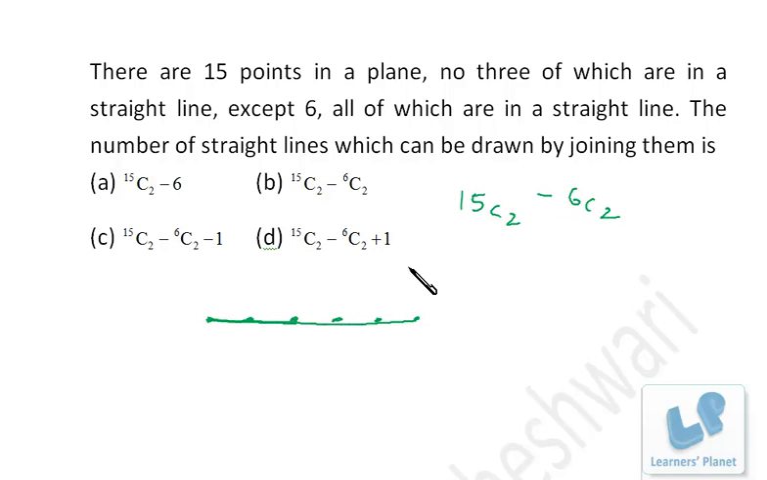Now what is the next thing? When I deducted all the combinations of 2 points from these 6 points, I deducted the combination of this point and this point also, because all the combinations are deducted. But I will get one line by combining these 2 points. So I need to add 1. So what's the complete answer? That is 15C2 minus 6C2 plus 1. I hope you are clear.